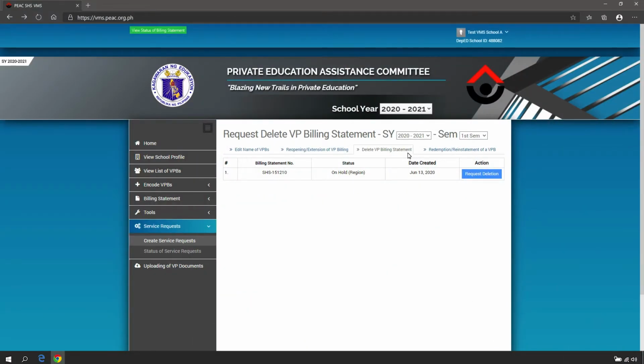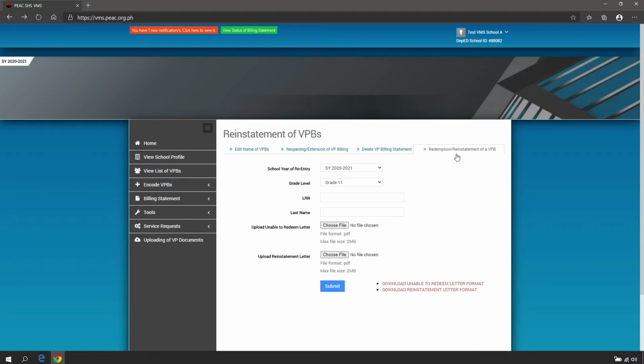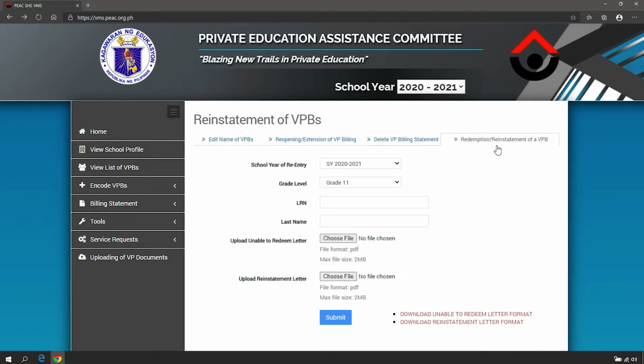To request to redeem or reinstate a voucher program beneficiary, proceed to the Redemption or Reinstatement of VPBs tab. Select the school year of re-entry and the grade level of the VPB to be redeemed or reinstated. Then provide the learner reference number and the last name of the VPB.